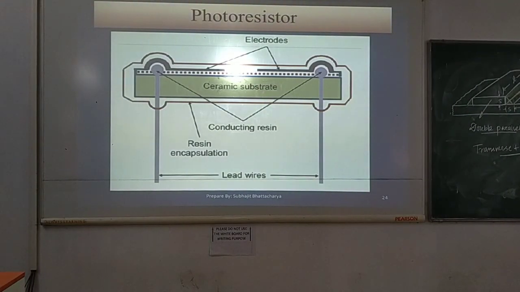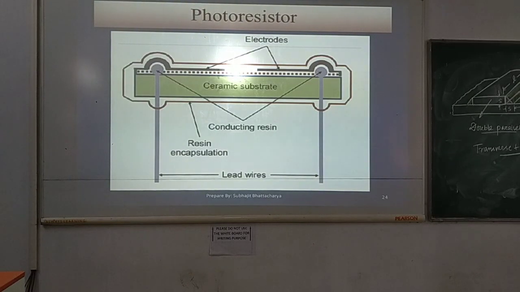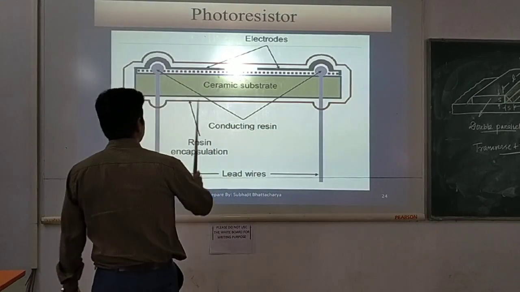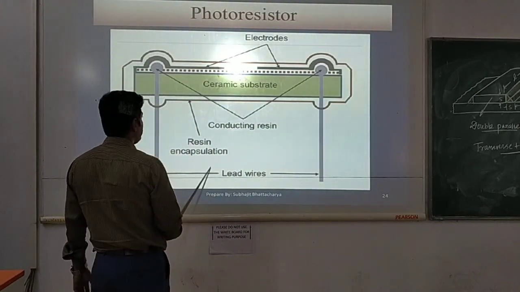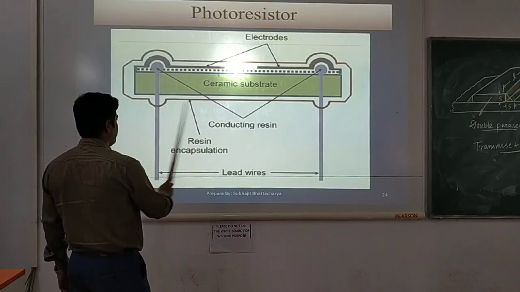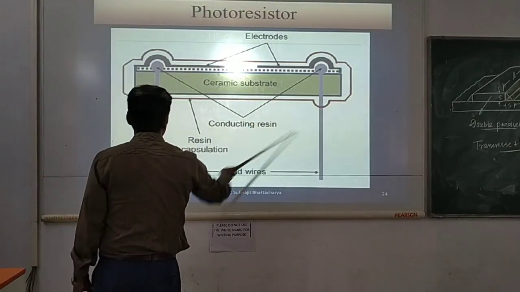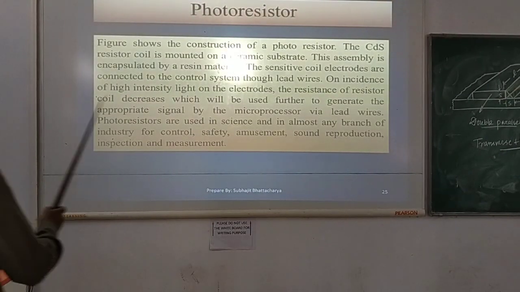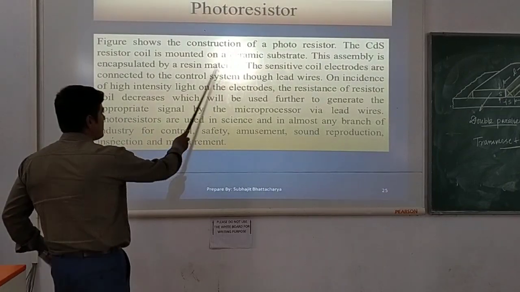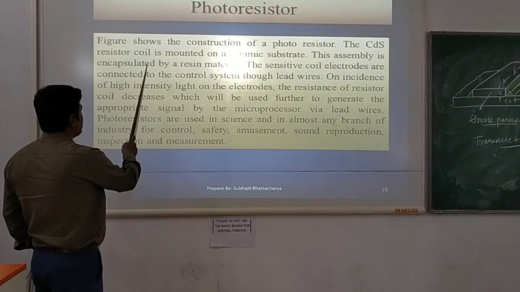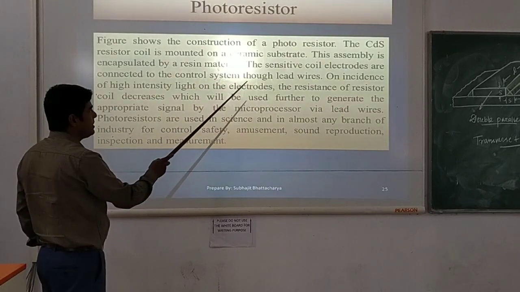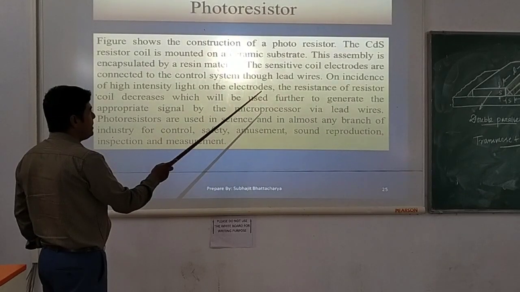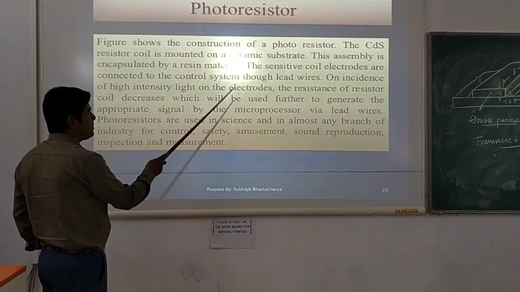So how this works, these photoresistors you can see. We have already explained this in our previous clip. So you can see there is a ceramic substrate, two electrodes are there, and these are the lead wires. There is a resin encapsulation, and these are the conducting resin. The figure is a construction of a photoresistor. The series resistor coil is mounted on a ceramic substrate. This assembly is encapsulated by resin material. The sensitive coil electrodes are connected to the control system through lead wires.